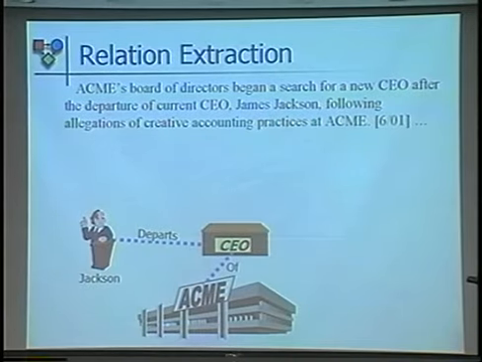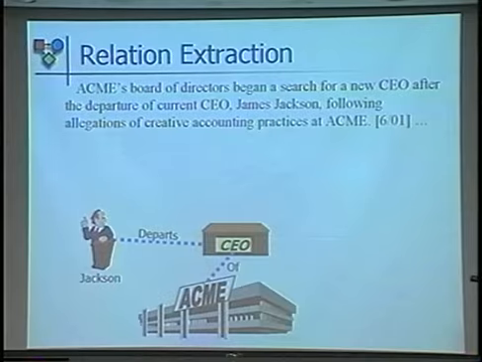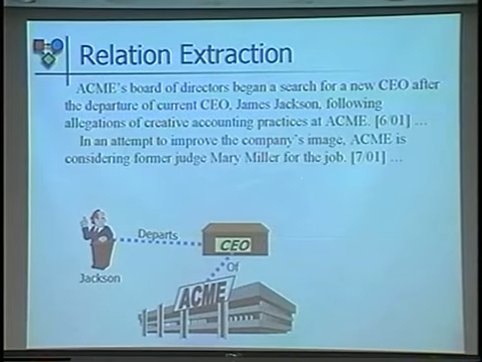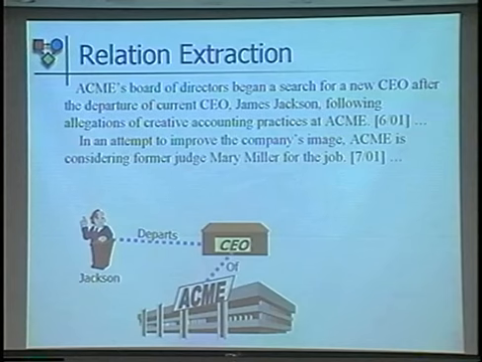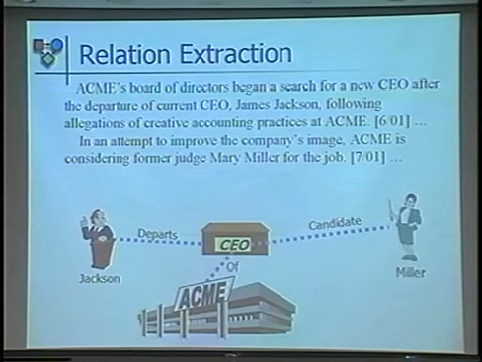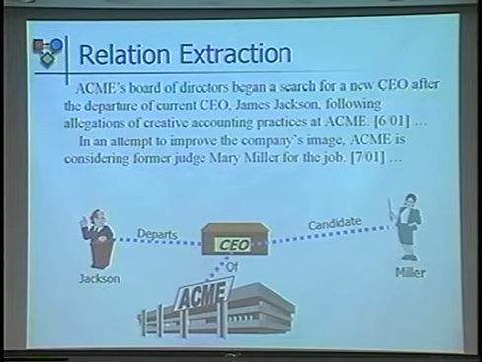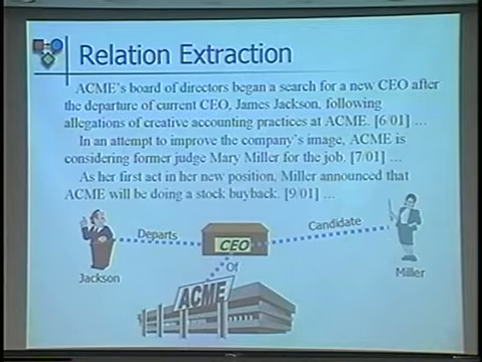You might want to infer from this, for instance, that Jackson is a departing CEO of Acme, and continue from that, getting some more text to consider some other, more interesting relationships that happen between this and other entities in this domain.